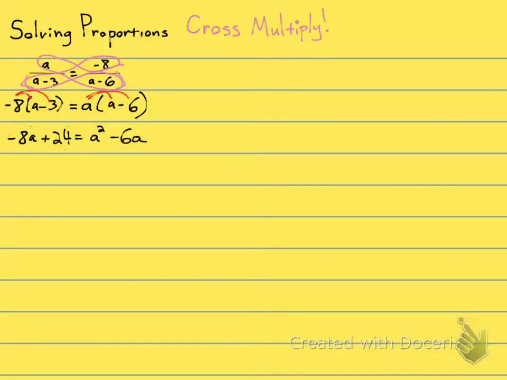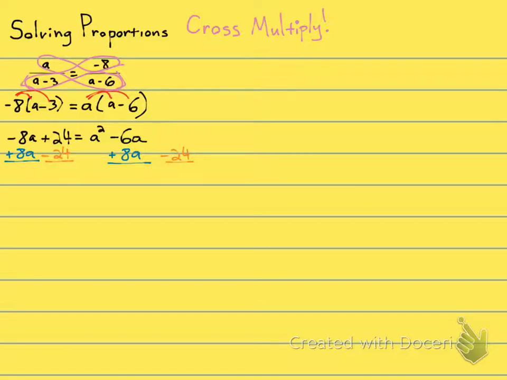So I need to get rid of a negative 8a. And if I add 8a, they will cancel out. And I also want to get rid of a plus 24. So I will subtract 24. Those will cancel out and give me a 0. Now if I add 8a to the left-hand side, I need to add 8a to the right-hand side. And if I subtract 24 from the left-hand side, I need to subtract 24 from the right-hand side.